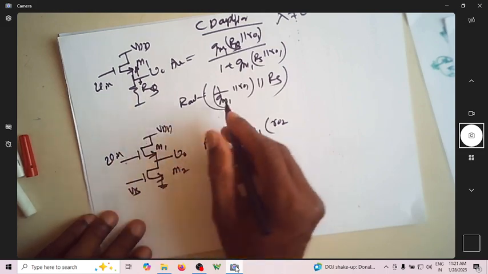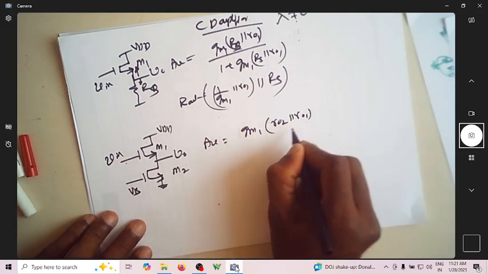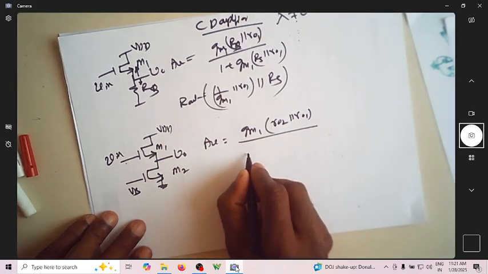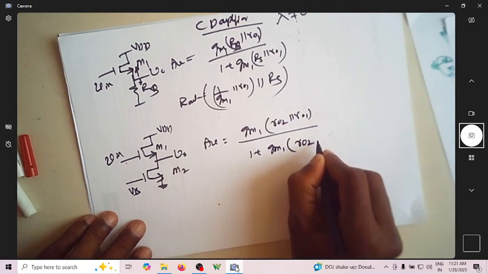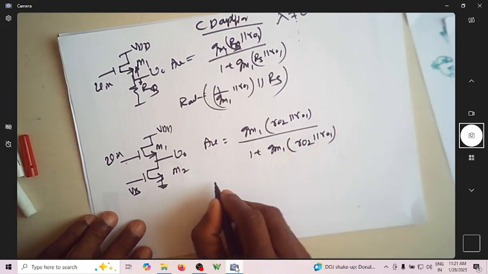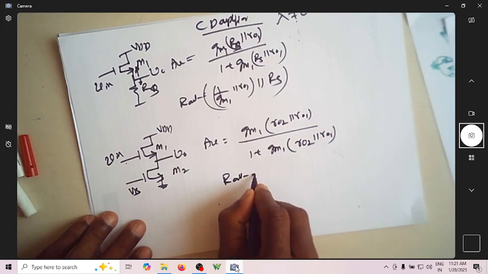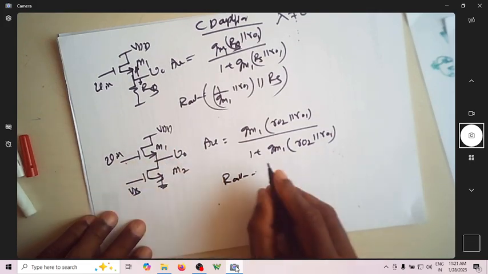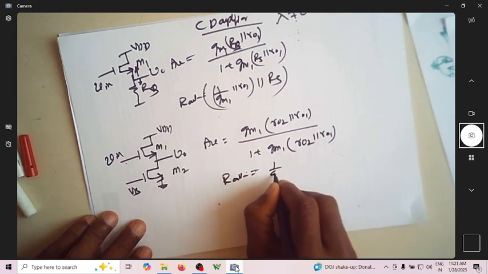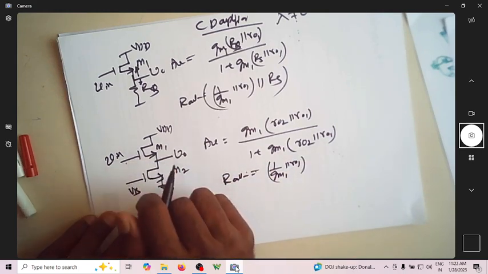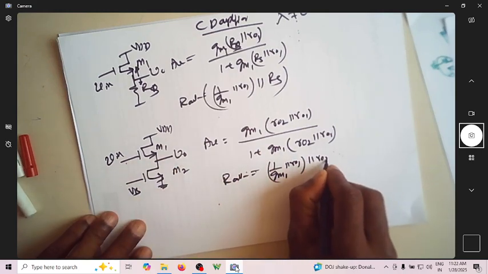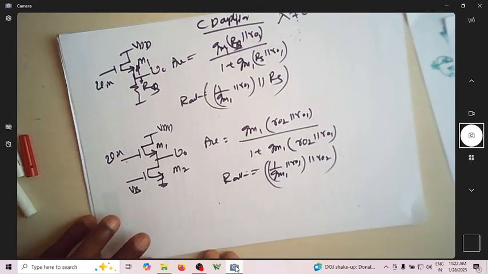R02 is in place of RS, and you have parallel R01 as it is, divided by what is this? This is 1 plus GM1 R02 in parallel with R01. So what is R out? R out is, so what is the resistance looking up? It is 1 over GM1 parallel with R01. So what is the resistance looking down? It is R02. This is out.